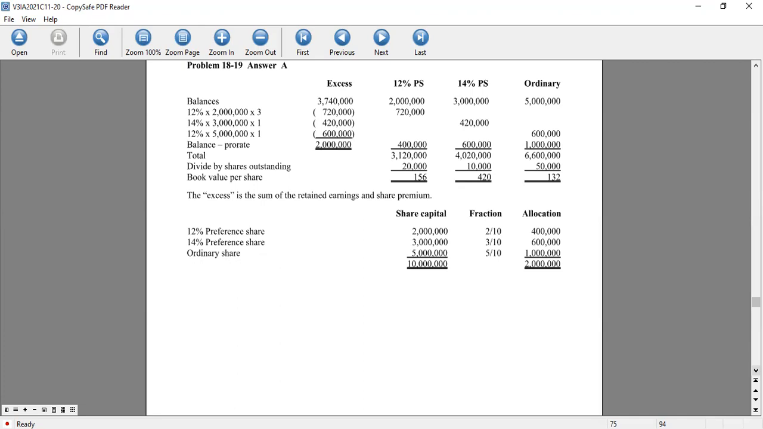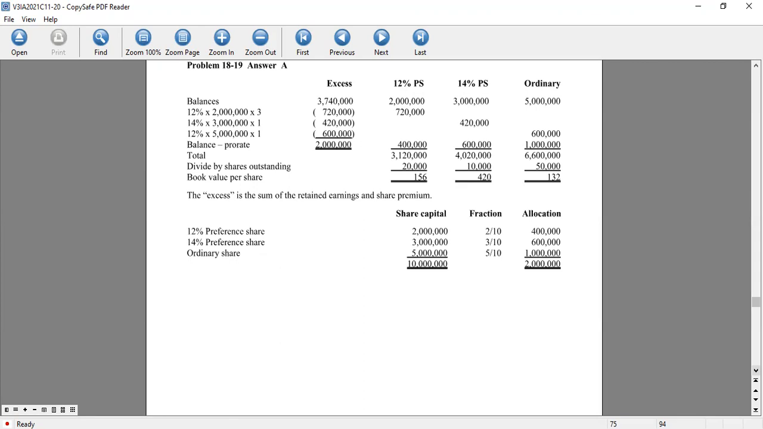And we have now the balance for prorating. The balance of 2 million is taken by deducting from 3,740,000 the amounts of 720,000, 420,000, and 600,000. Now we prorate.